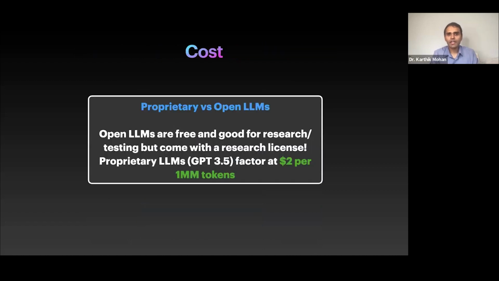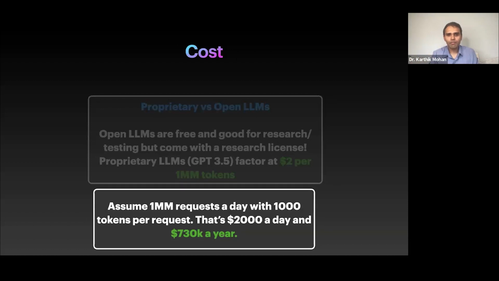Cost is another consideration. Open LLMs are free, but are good for research and testing, but not for production. But proprietary LLMs, you can use them, but with 3.5, I think the instruction fine-tuned version is like $1.5 or $2 per million tokens. We might get a discount on this at a company level. But assuming 1 million requests a day with 1,000 tokens per request, let's say you're doing in-context learning, that's $2,000 a day and about $700K a year for one model application, right? So if you have different model applications, again, it adds up. So cost is another consideration.